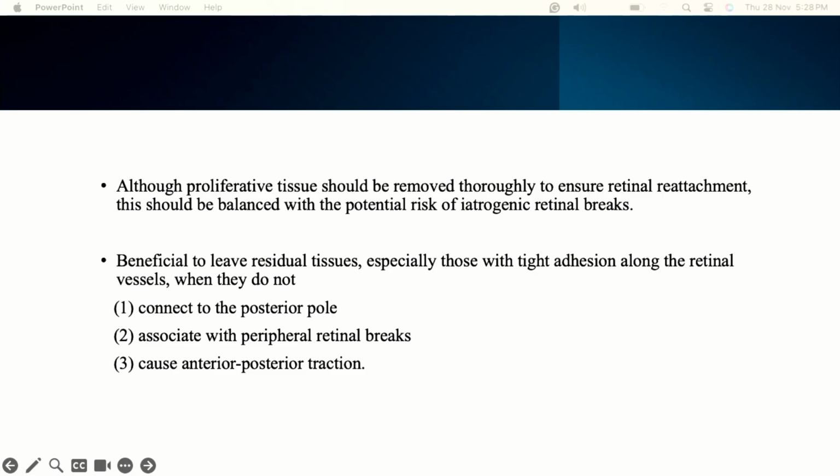So can we leave a little bit of proliferative tissue behind? Although it is preferable to remove it thoroughly, completely, to ensure attachment, this should be balanced with the potential risk of iatrogenic retinal breaks. So it is beneficial to leave some residual tissue if it is not causing any associated peripheral retinal breaks, or any anterior posterior traction.